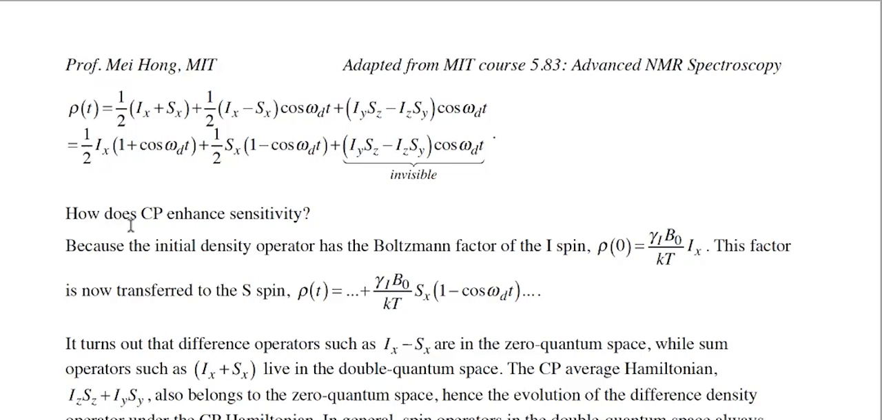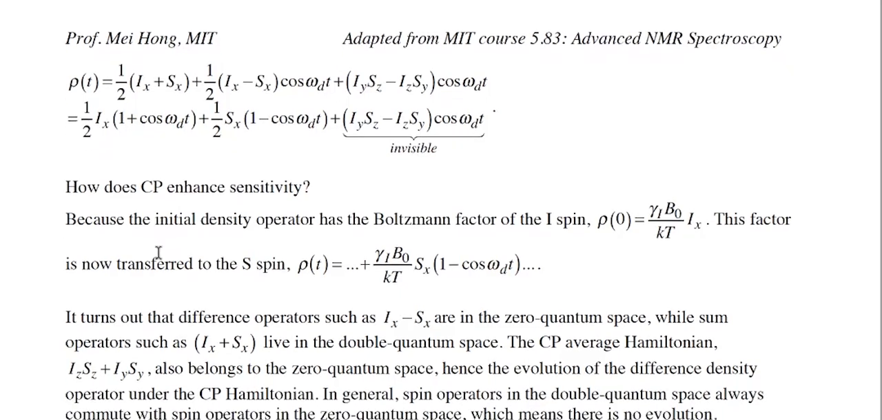Okay, so we've managed to transfer magnetization, polarization to the S spin, but then there's still an issue of sensitivity enhancement. Now, this is the part where you have to not ignore the prefactors in front of all of these spin terms in the density operator. And I want to remind you, we started magnetization on Ix, and the I spin has its prefactor gamma I B0 over kT, all of that stuff: B0 field dependence, temperature, and all that.